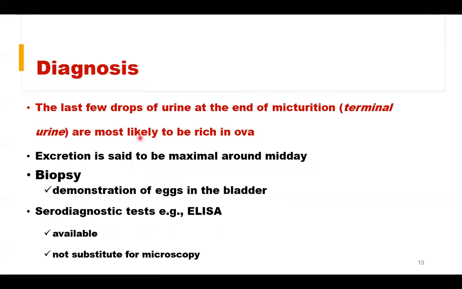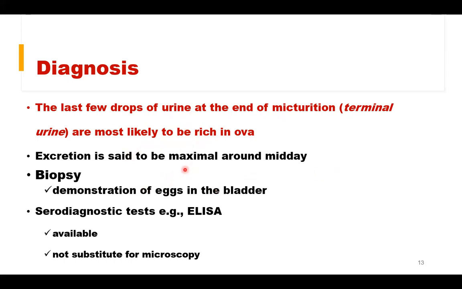So how do you make a diagnosis? Because you tend to have what we call terminal hematuria, the last few drops of urine at the end of micturition are most likely to be positive. So when you give the cup to the patient, or the mother of the patient, tell them that you are interested in the terminal portion, not the initial portion. But this may be difficult. So at times when they come with the urine, you can spin it down. Okay.